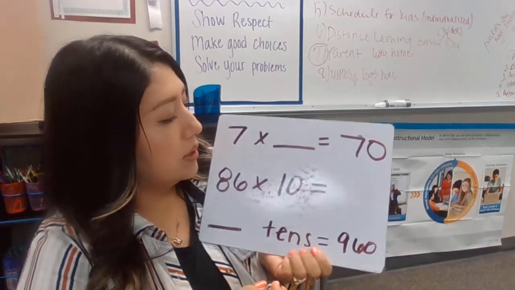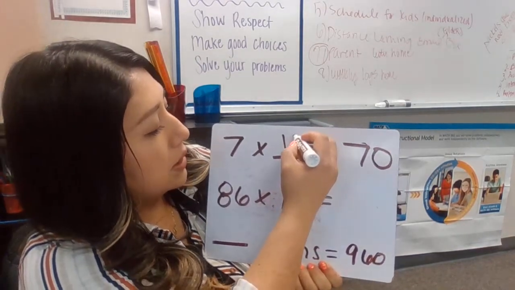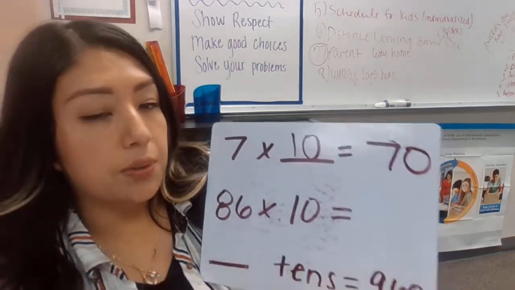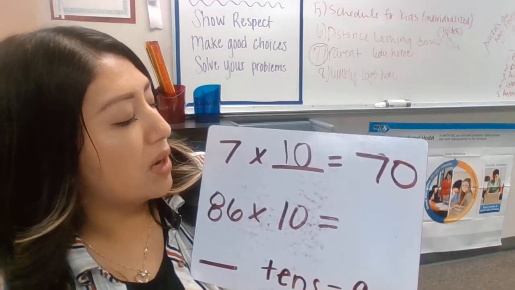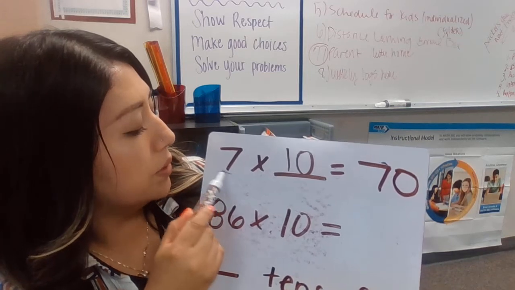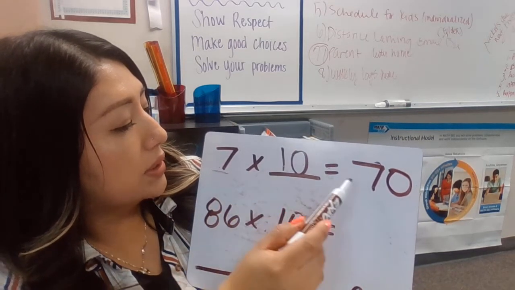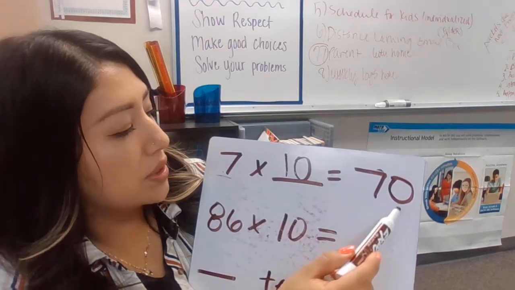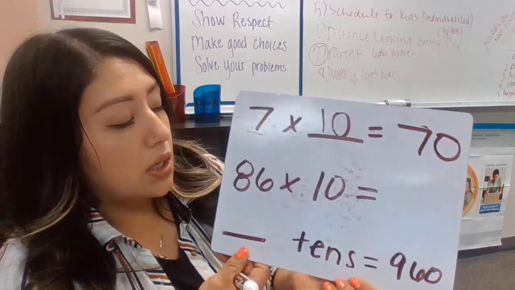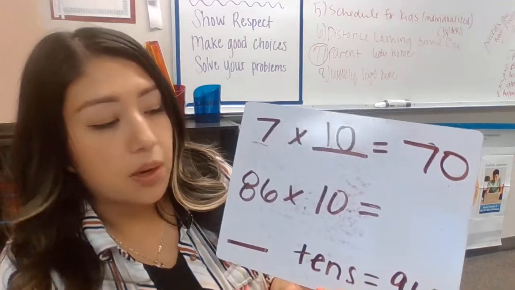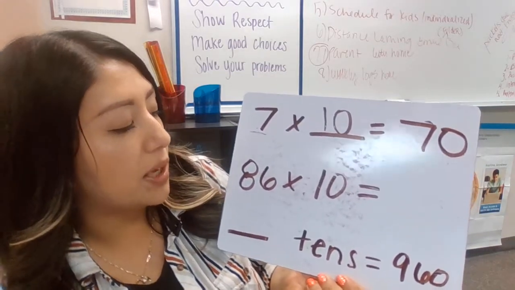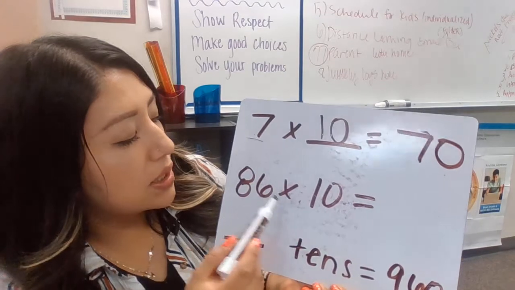So 7 times 10 equals 70, and this is more mental math. If you're wondering how we know that's right, you can just do 7 times 1 is 7, and then you tack on the 0, which gives us 70. This little trick that I taught you is going to help us with the next problem. Again, all these problems are the different types of problems you're going to be seeing in your packet throughout the week. So we have 86 times 10.